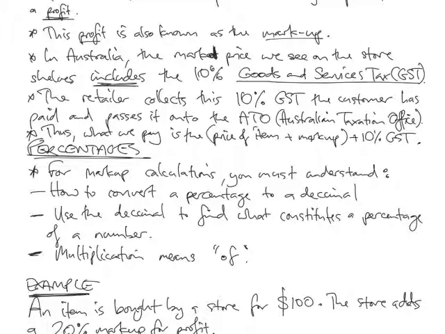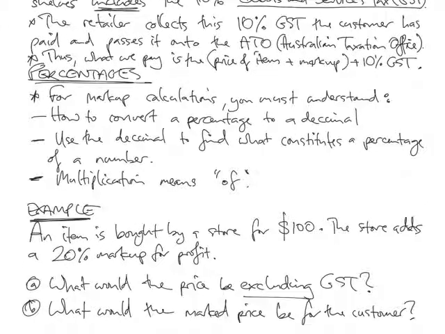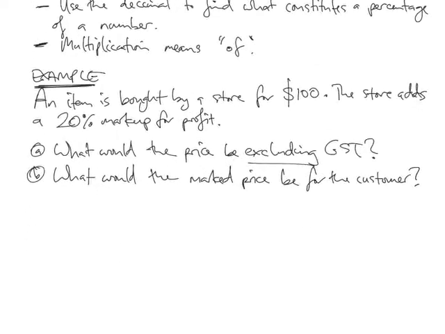For all these markup calculations we need to do, including the discount calculations we need to do very soon, you need to understand how to convert a percentage to a decimal. You need to be able to use the decimal to find what constitutes a percentage of a number, so finding what something percent of a different number is. So what is actually 5% of 100? Well, it's 5. You need to be able to do that for any sort of numbers. And the last little key to that is remembering that multiplication in maths basically means of. So, to help you with that, we'll do some examples.